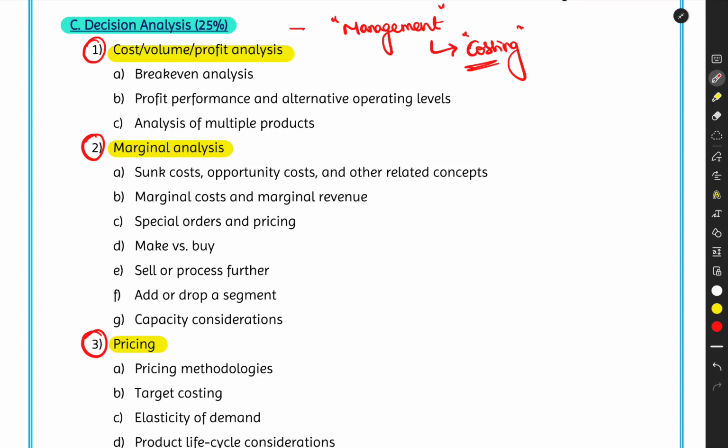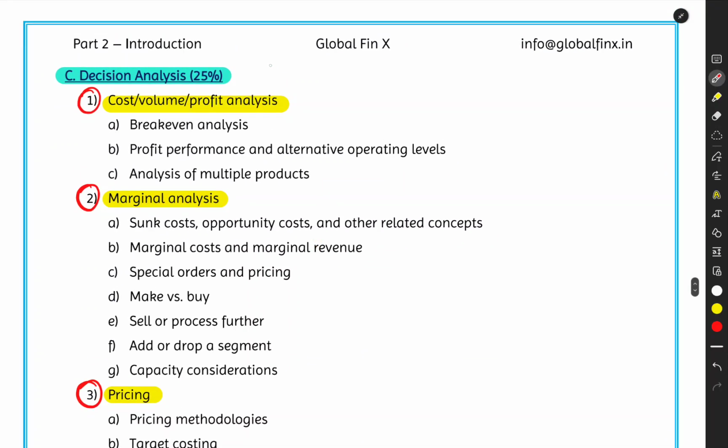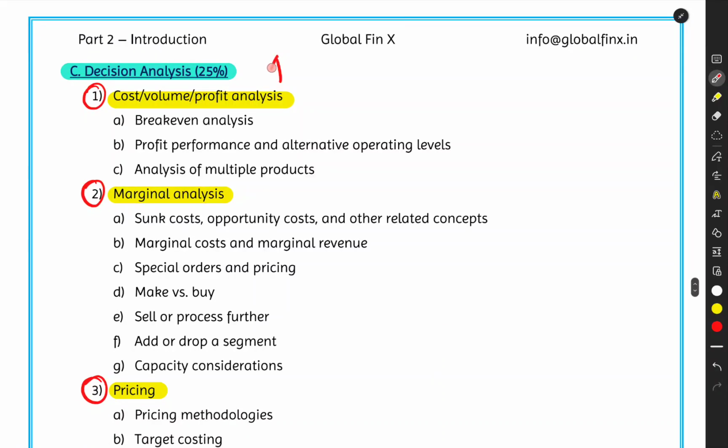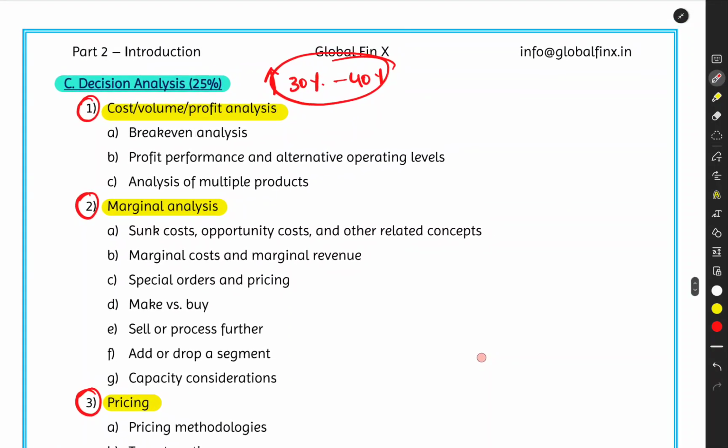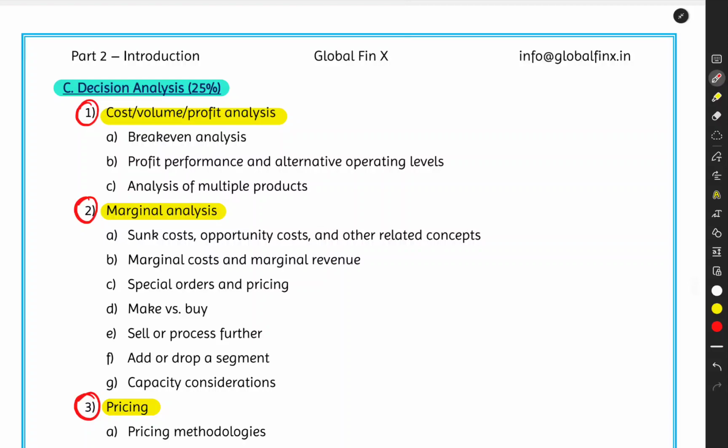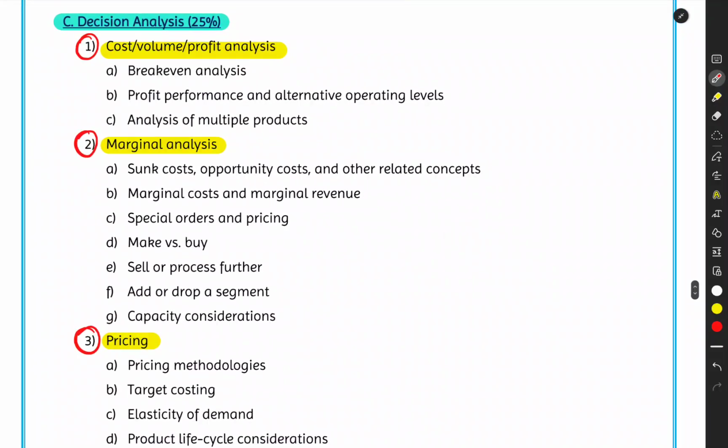And this section, decision analysis, is one of the core areas of management accountancy. So CVP analysis, pricing, and marginal analysis, these are the core areas of expertise for management accountants. So that is why this area is given 25% of the weightage, and you will find lots and lots of MCQs in this area. So very high amount of practice is required for section C of part 2. You will be spending at least 30% to 40% of your overall preparation time only for section C. Exam focus also will be like that only. So pay attention to this particular syllabus area.